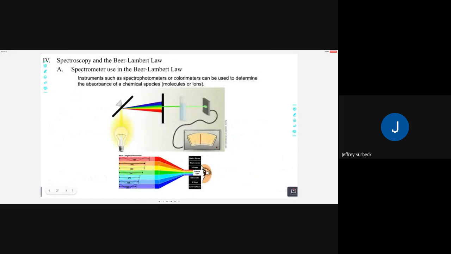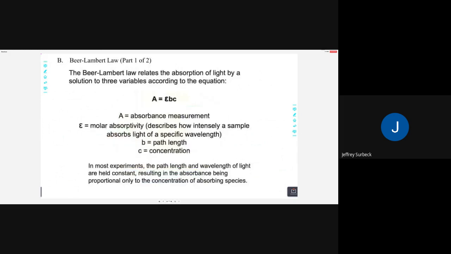Our Beer-Lambert law, which we talked about, and we'll get more into it as we go through this particular process here. The Beer-Lambert law is basically saying, hey, we dictate what the particular wavelength is, and we get this output of our result. Cool, great.